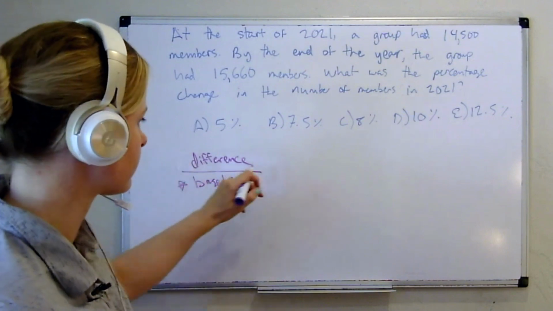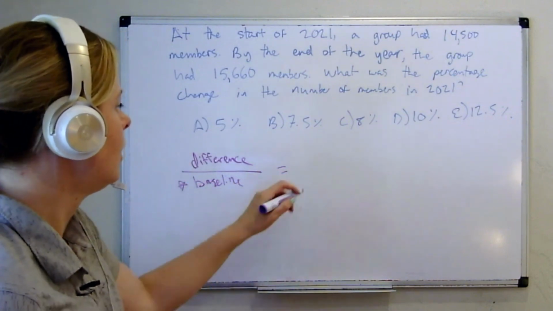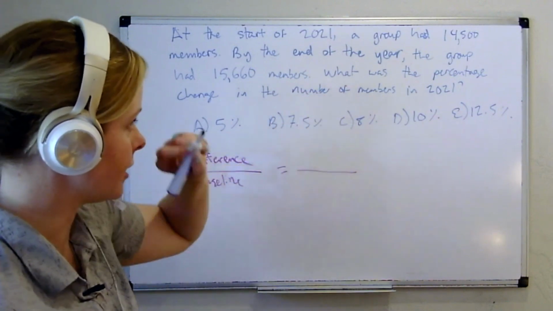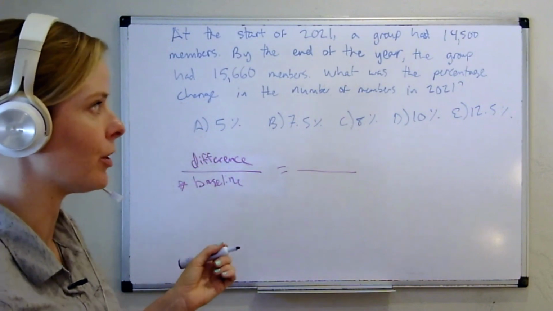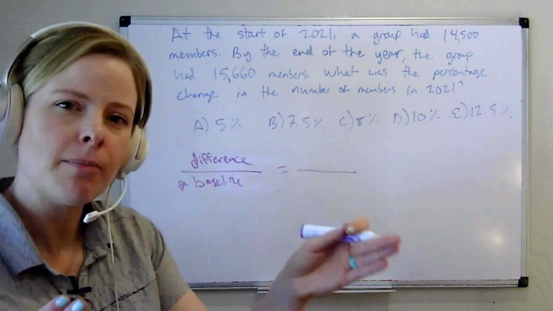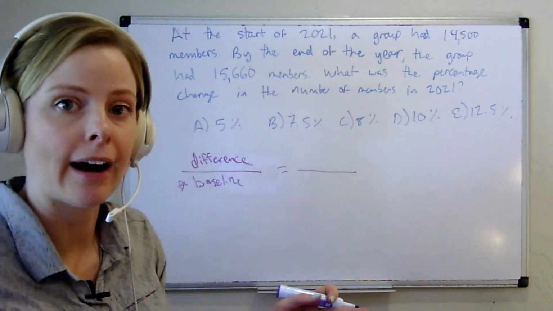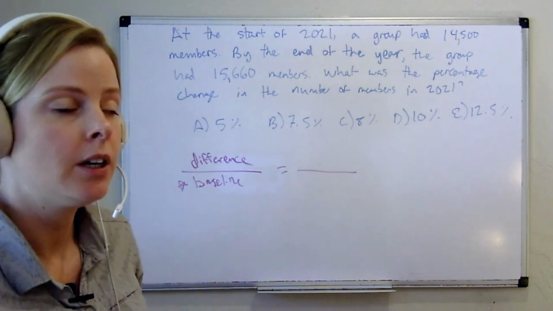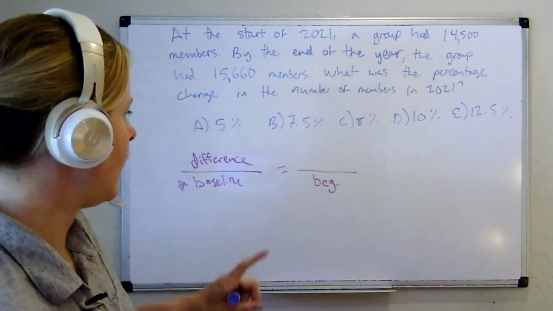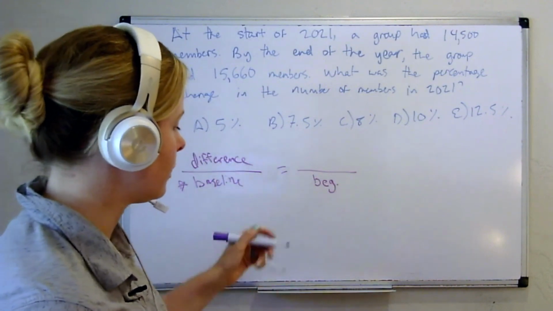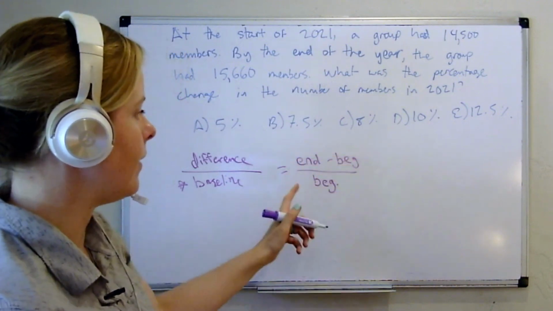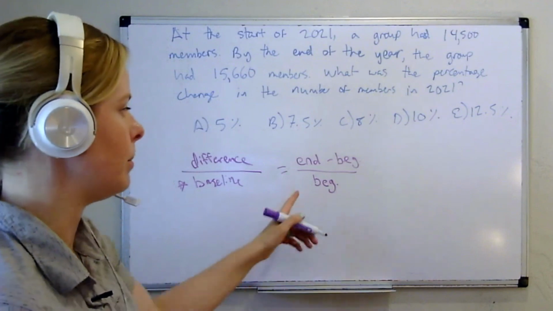For this particular question, our baseline value is going to be determined by how the question's asked, right? It says, what was the percentage change in the number of members in 2021? In other words, we started with a certain number, we ended with a certain number. In comparison to that starting number, what happened? What percent did we change by? So we're comparing to our beginning number. And then to get the difference, we can just subtract one value from the other. Let's say that our ending value minus our beginning value will give us that difference. And then we're comparing that change to our beginning value.